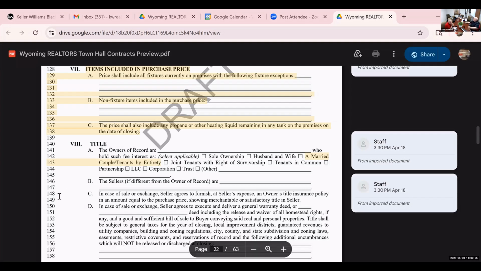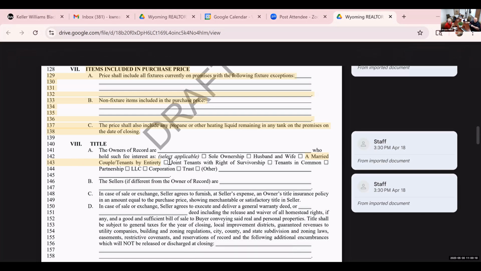And that's one of those things that's been coming up on and off. And again, most of these changes or adjustments have been in response to things that have occurred. And propane has been an issue. They added in how you can own it currently, which is the Wyoming way, a married couple as tenants by the entirety, which is the survivorship piece of it.